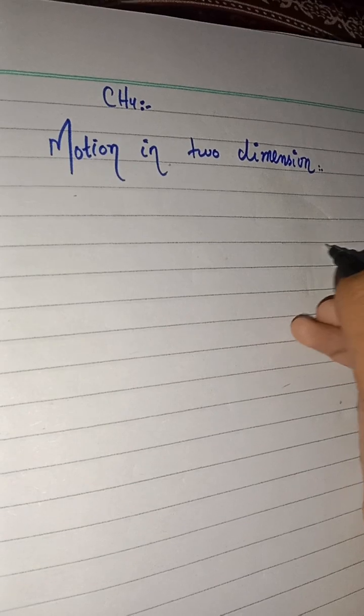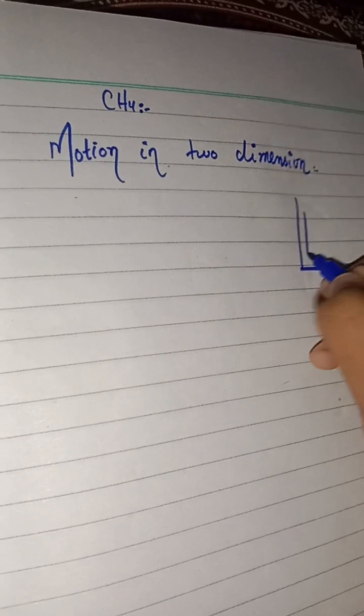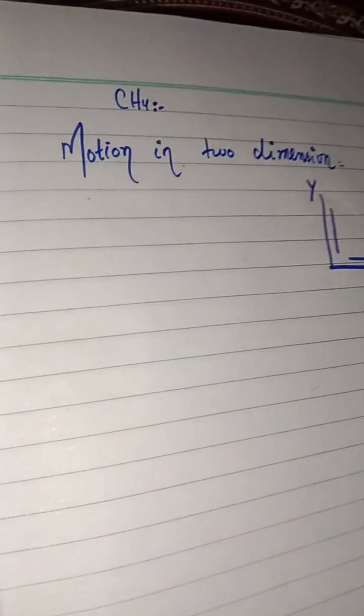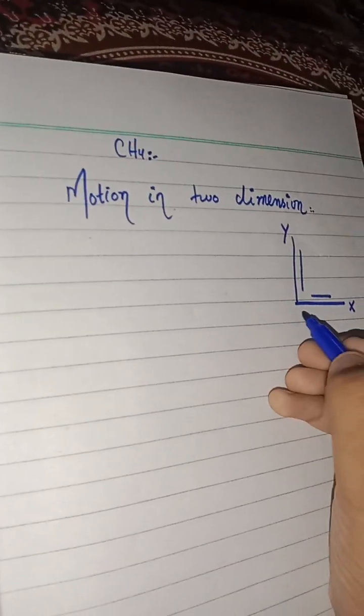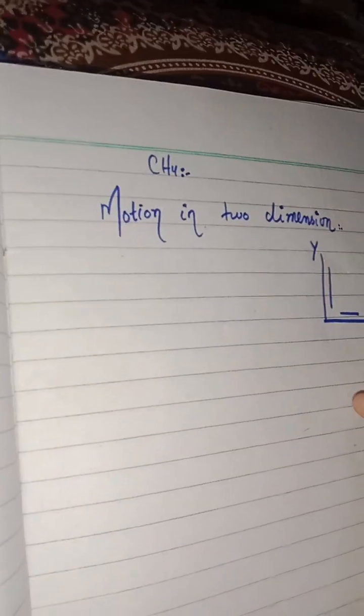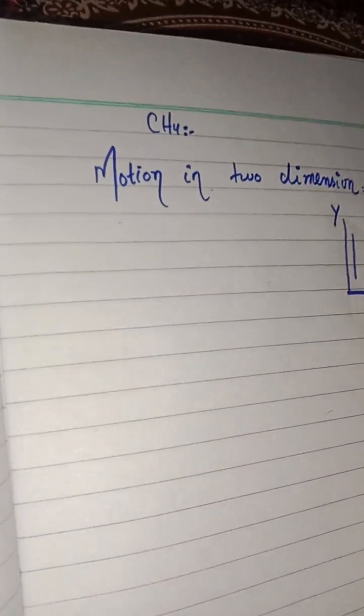If an object is moving horizontally and vertically, along the x axis and the y axis, this is called two dimensions. The object is moving along the x axis and also along the y axis at the same time.